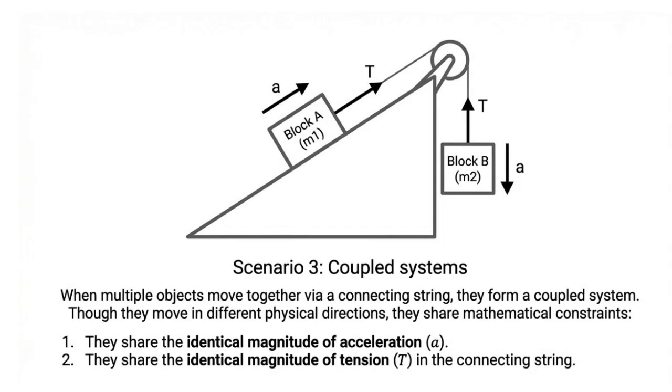In this scenario, we're looking at two blocks connected by a string over a pulley, creating what we call a coupled system. Even though the blocks are moving in different directions, one up an incline and the other vertically downward, they are linked in such a way that they share the same magnitude of acceleration and tension in the string. This means that when block A moves up the slope with acceleration a, block B moves downward with the same acceleration. Similarly, the tension throughout the string is uniform, so both blocks experience the same tension force denoted as T. Understanding these shared constraints helps us analyze the motion of the system as a whole and solve for unknown forces or accelerations.